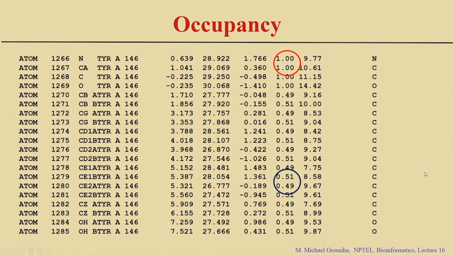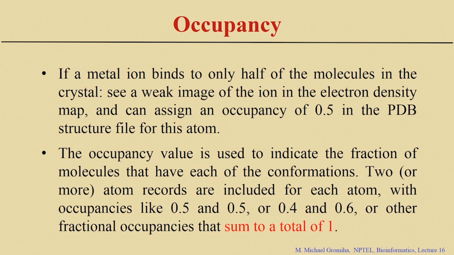This is the example for 1. In these cases you can see the occupancy is 1, so all these atoms in this residue occupy the same position in all the molecules. This is why the occupancy is 1. In some cases it is different, say this one, the tyrosine 146 C beta, the same beta tyrosine 146. Here you can see the value is 0.49 in one case and 0.51 in another. What is the difference? How is it 0.49 and 0.51?